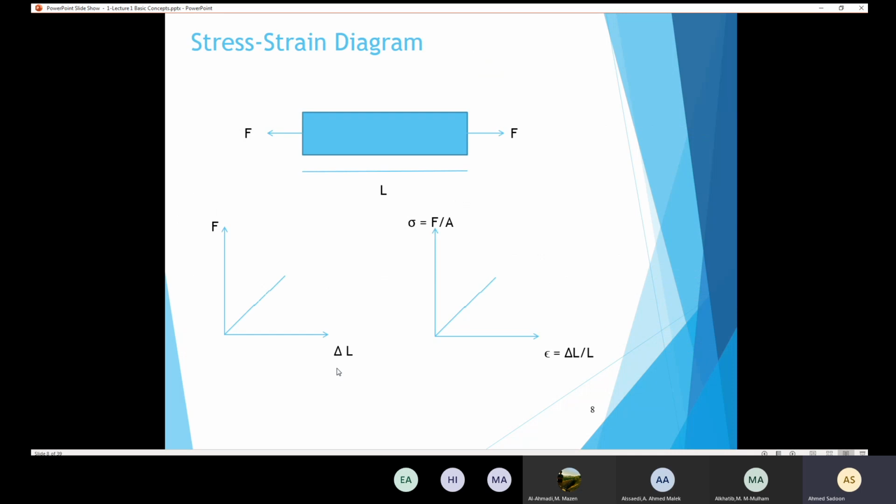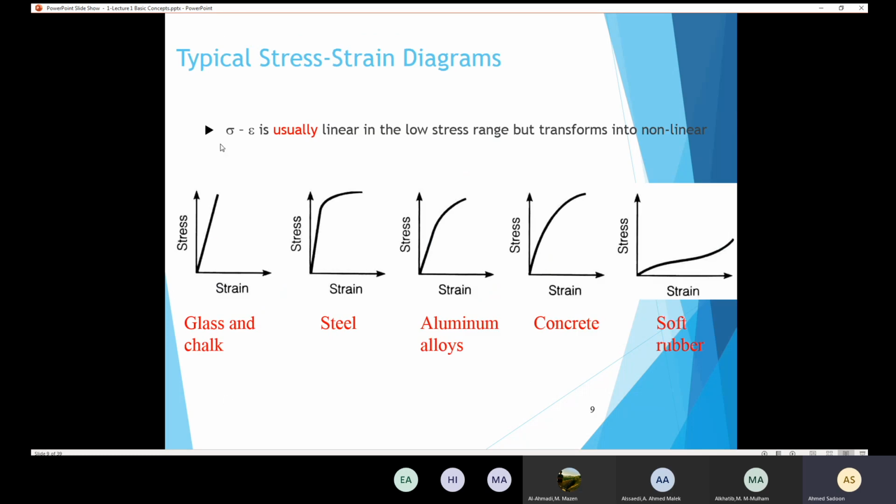So the stress-strain diagram is very important in order to compare different materials. And like I said here, every material has its own stress-strain diagram. And the stress-strain diagram is going to help us to understand the behavior of the material.